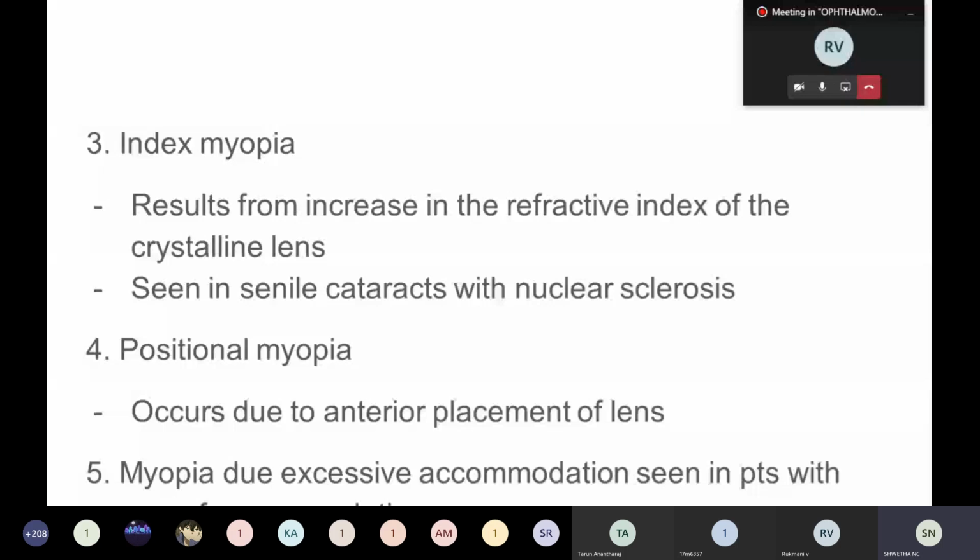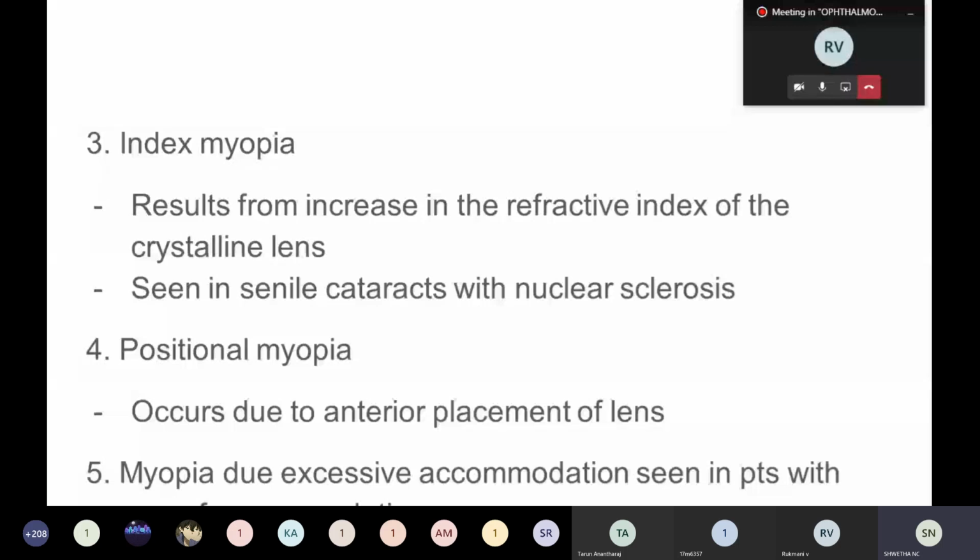Sometimes we also get a positional myopia. So what is positional? The name again is mainly due to position. Sometimes the lens may be anteriorly placed, or sometimes you put the IOL. For example, a patient has undergone some cataract surgery. For some reasons, you could not place the lens in the capsular bag. You have put it in the sulcus, or you have placed the IOL in front. So that will induce the myopia, what we call the positional myopia or consecutive myopia.